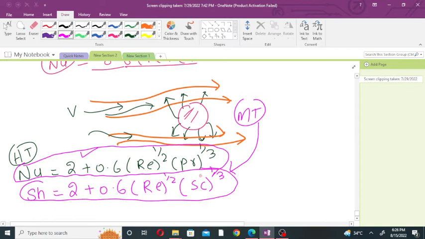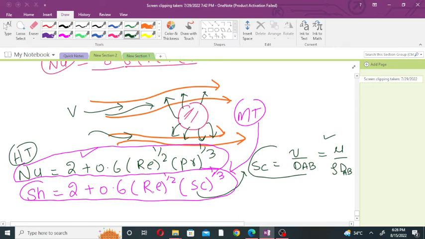Now what is this Sc? This Sc is the Schmidt number, and the Schmidt number is nothing but the momentum diffusivity divided by the mass diffusivity. The momentum diffusivity is nothing but the viscosity of the fluid divided by the density of the fluid, and D_AB is the mass diffusivity. So this is the Schmidt number. The Reynolds number is the same, rho U D by viscosity.